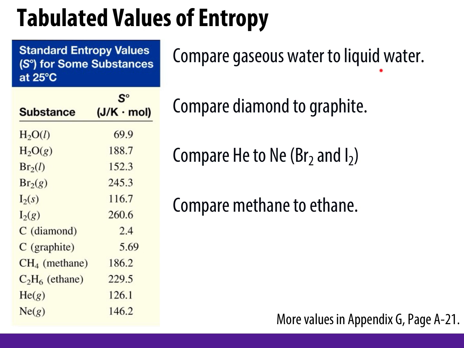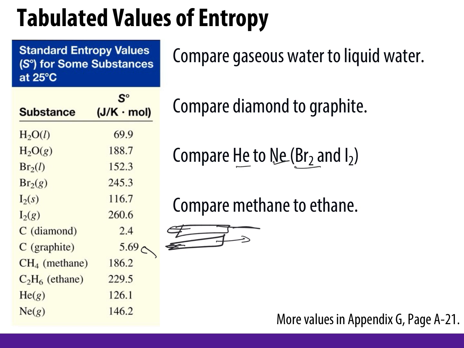So if I compare gaseous water to liquid, the gas has that much greater entropy. Diamond to graphite, diamond has a lower entropy than graphite. Remember, graphite has those sheets, two-dimensional sheets that can slide past each other, and so because there's some amount of arrangement between those different sheets as they slide, it has more entropy than the diamond, where each element is locked into place in its crystal structure.